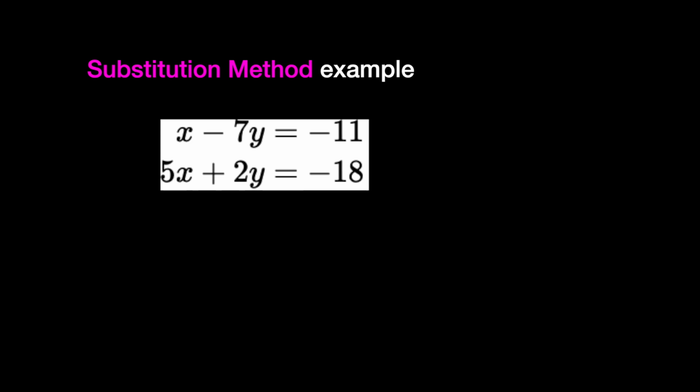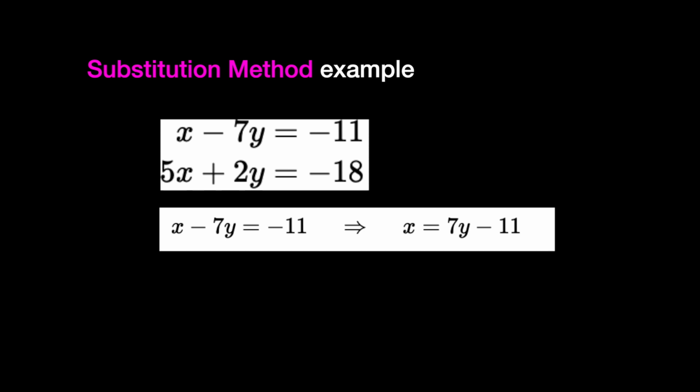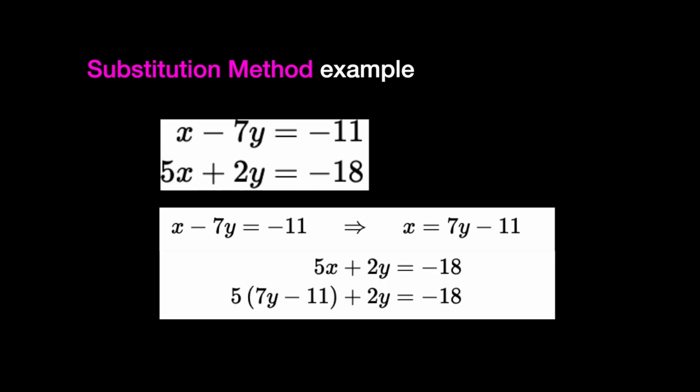5x plus 2y is equal to negative 18. Now if we try to solve, we can begin to isolate x. So x minus 7y is equal to negative 11 can be turned into x is equal to 7y minus 11. Now we can plug in x for the x in the second equation. And so we get 5 times (7y minus 11) plus 2y is equal to negative 18.